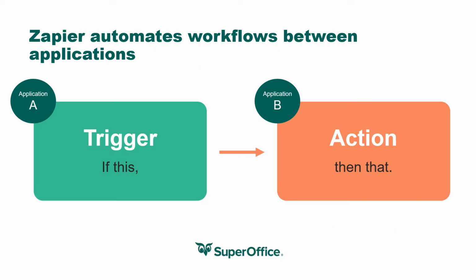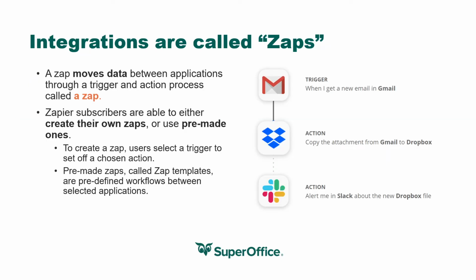And Zapier works by pushing data between your applications through a trigger and action process called a Zap. You select a trigger, an event in one application, which will then instigate a chosen event or an action in another application. And the process works through an if this then that methodology. And like I mentioned, the trigger and action process that moves data between applications is called a Zap. And Zapier subscribers are able to either create their own Zaps or use pre-made ones. So to create a Zap, users select a trigger to set off a chosen action. Or you can use pre-made Zaps called Zap templates that are predefined workflows between selected applications. Now let's jump in and check out some different examples with SuperOffice and Zapier.